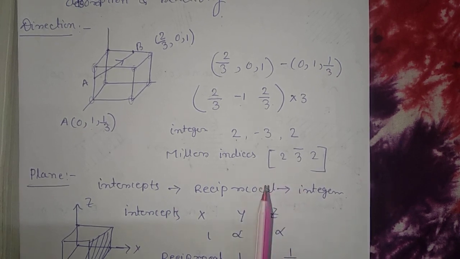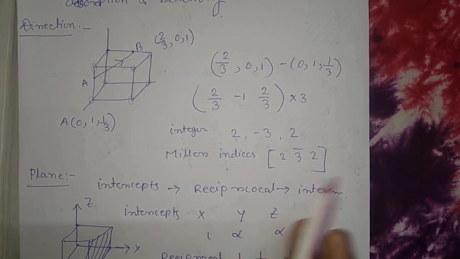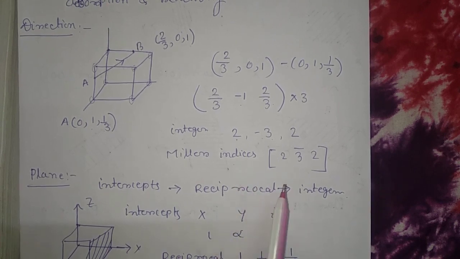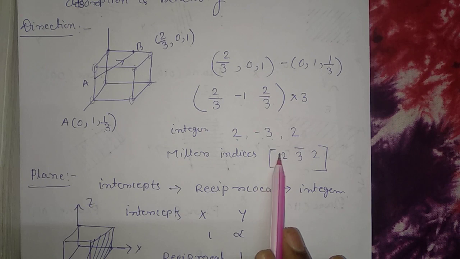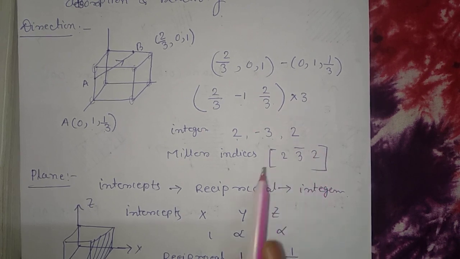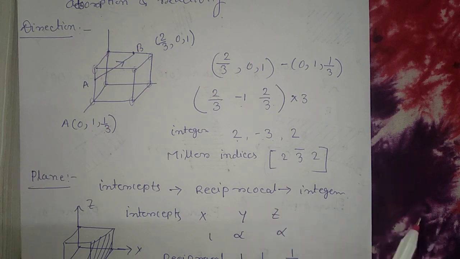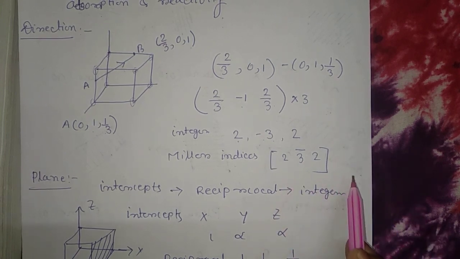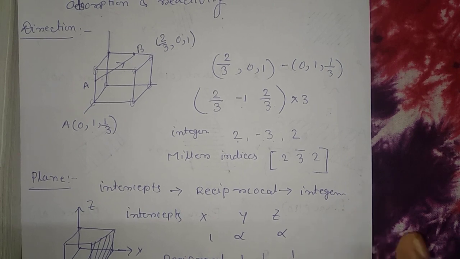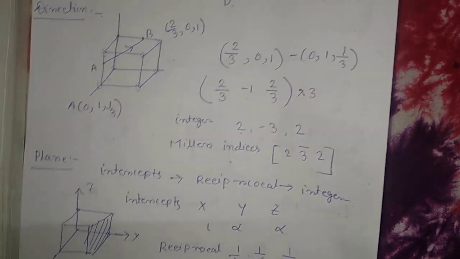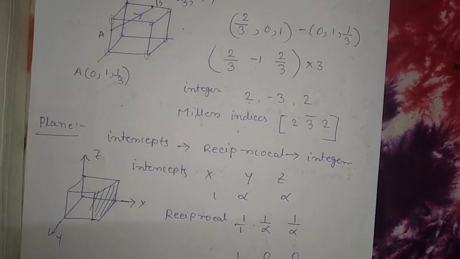This is not in the round bracket, because it represents a direction. Miller indices are used for both plane and direction, and these Miller indices indicate a direction. So that's why it is within the square bracket. If it is in the round bracket, it represents a particular plane. If it is in the angle bracket, like 2, 3, 2, that will be a family of planes. So these are the notations of Miller indices. You have to be careful about it.